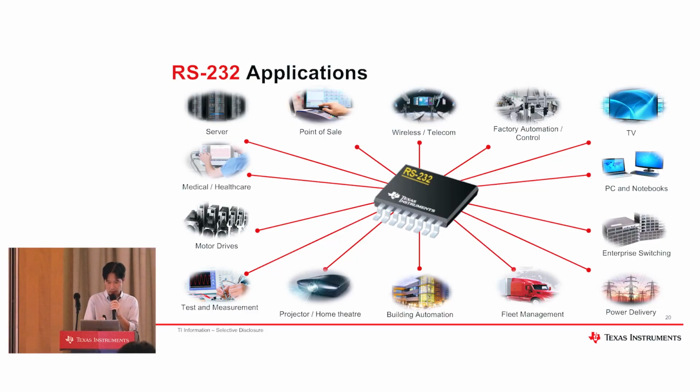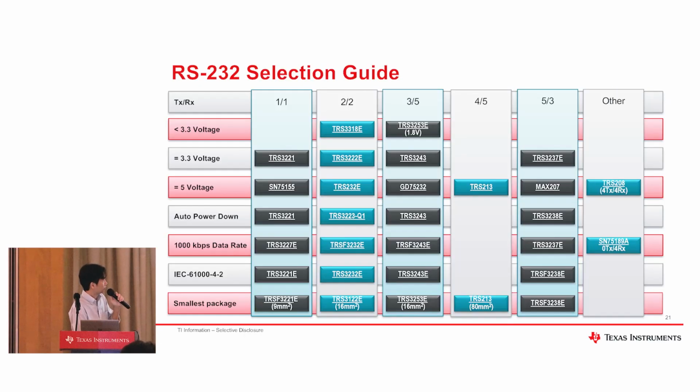So I think this one, should we skip? We jump to this one. I think this slide is easier to talk about and easier for us to discuss here. So this is an RS232 selection guide. From this table, you can see that there are different options for the TX and RX, which means the number of transmitters and receivers inside each chip.